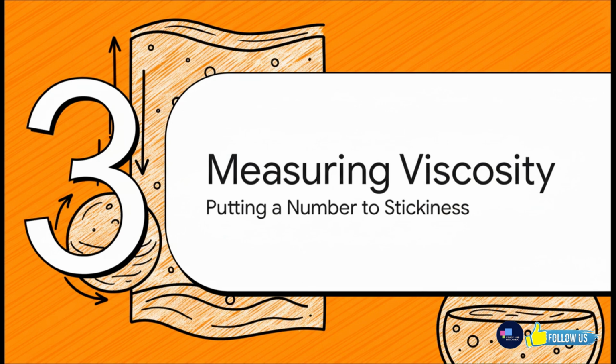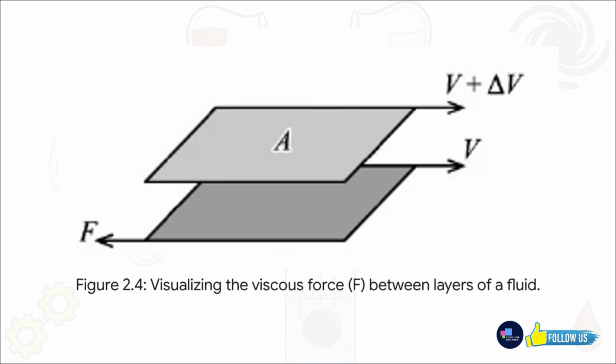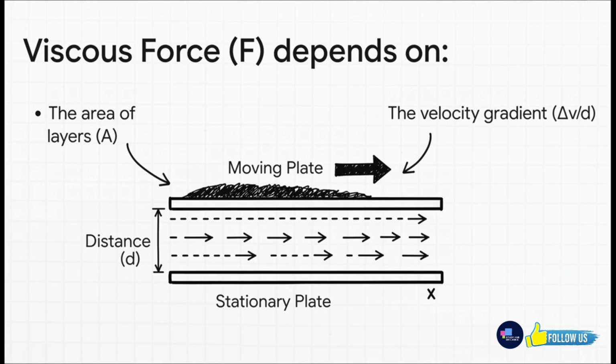Okay, so now that we have this picture of orderly, layered flow in our heads, we can start to figure out how to measure that frictional force between the layers. It's time to put a number on this stickiness or thickness of a liquid. Let's build up the equation. This diagram is a great way to visualize what's happening. Just imagine two layers of liquid, one right on top of the other. They have a certain area of contact, which we'll call A. Now the top layer is moving a little faster than the bottom one. That viscous force, F, is the drag, that friction, between these two layers that's trying to slow the top one down.